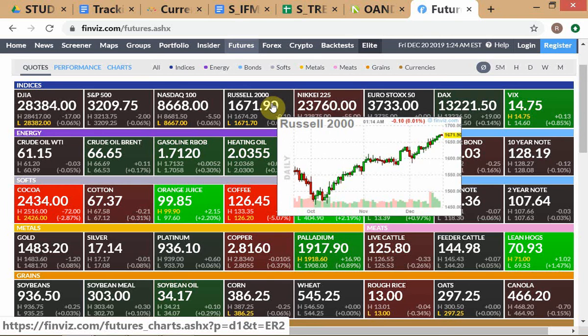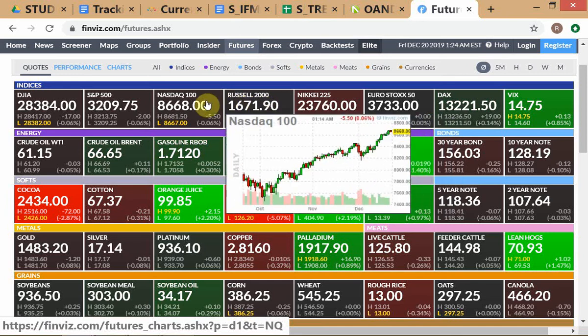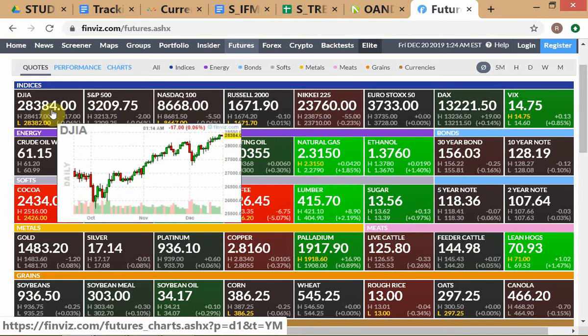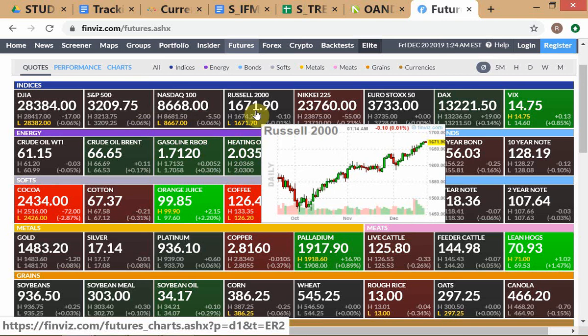So if you chart this, you see the Russell 2000 chart. Now there may not be much difference because the market is so strong that everything is pretty much moving together. But sometimes on the long-term charts, you can see differences between the Russell 2000 and the S&P 500.